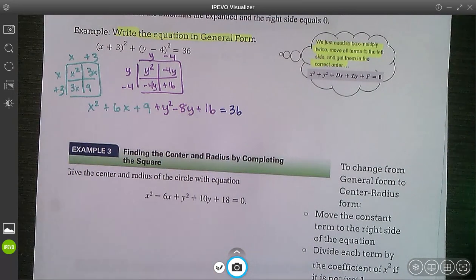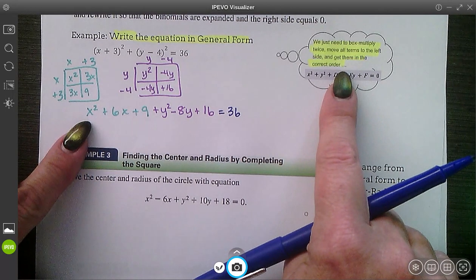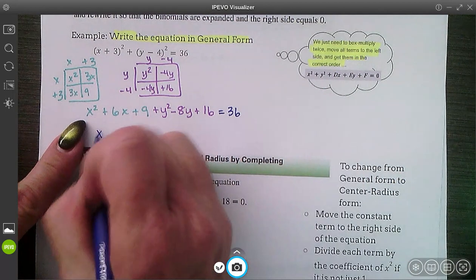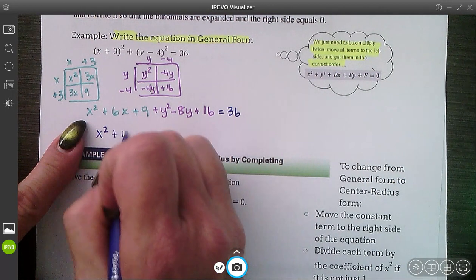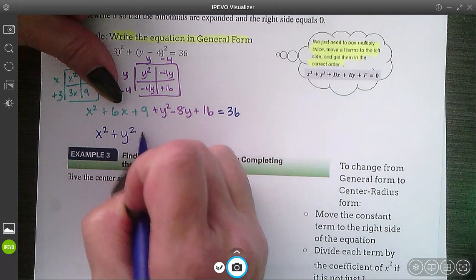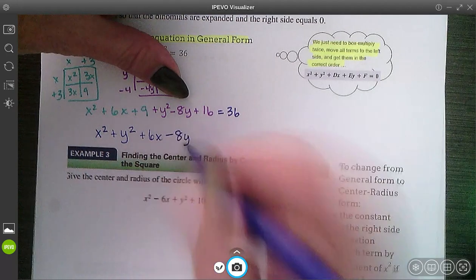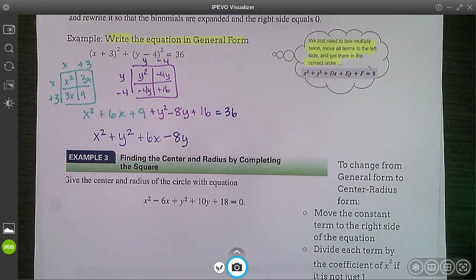Then to get that into general form, I am going to put the x squared terms first, then the y squared, then the plain x term, the linear term, so plus 6x, then the linear y term, minus 8y, and then I'm going to put the constant term.